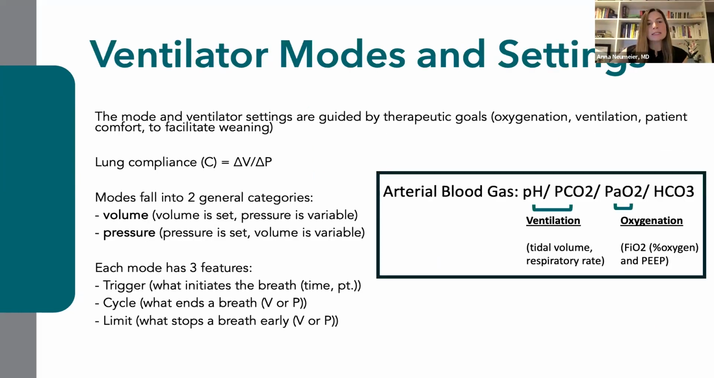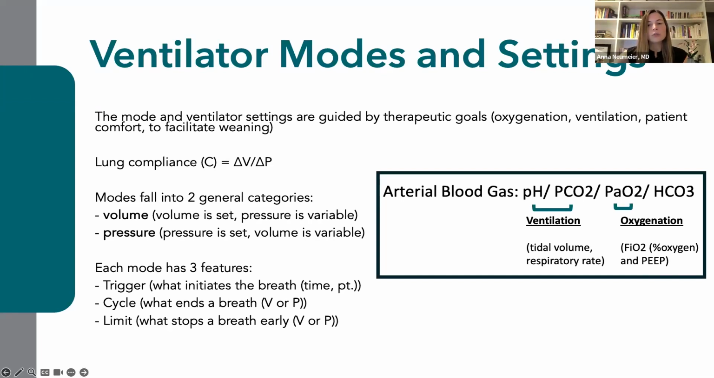All right, let's discuss ventilator modes and settings. The ventilator mode and settings determine the amount of pressure or flow that will be delivered to the patient. The selection of the mode and settings is guided by therapeutic goals. These include oxygenation, ventilation, patient comfort, and settings to facilitate weaning. How the lung or the respiratory apparatus responds to ventilation is influenced by lung compliance, which is described by the equation compliance equals the change in volume over the change in pressure, meaning that lungs with low compliance that are stiff due to disease will need high levels of pressure to achieve small changes in volume.